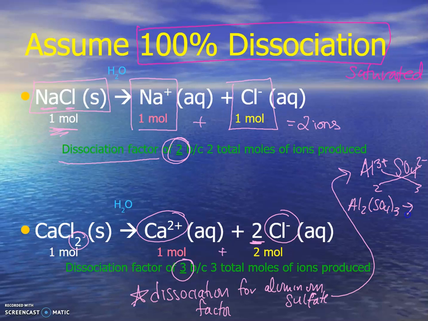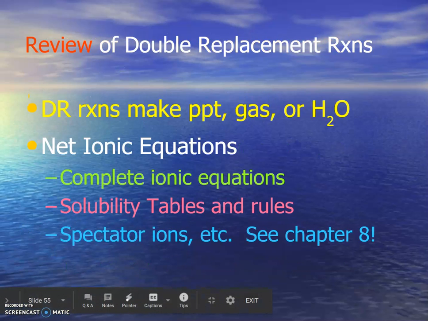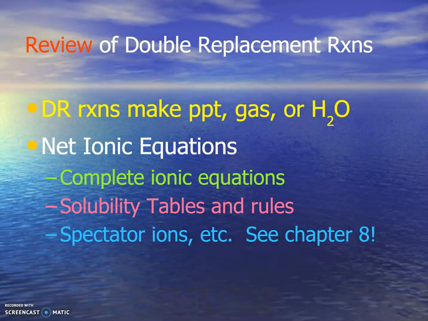So this is Al2(SO4)3, the sulfate taken 3 times. So I have 2 Al3 plus aqueous ions, and I have 3 SO4 2 minus aqueous ions. So what is my total dissociation factor? 2 plus 3? Dissociation factor of, you got it, 5. All right.